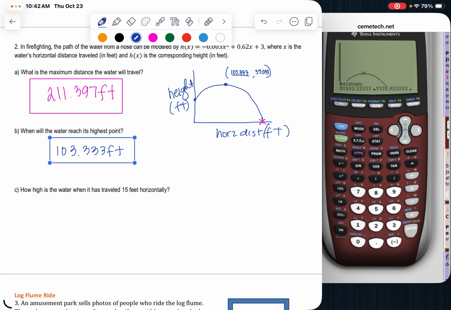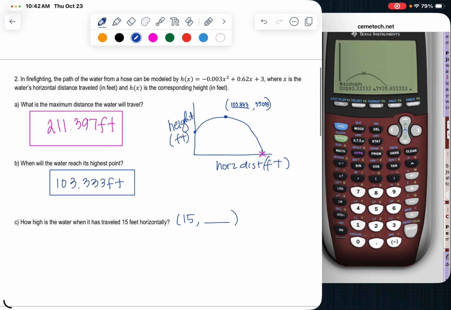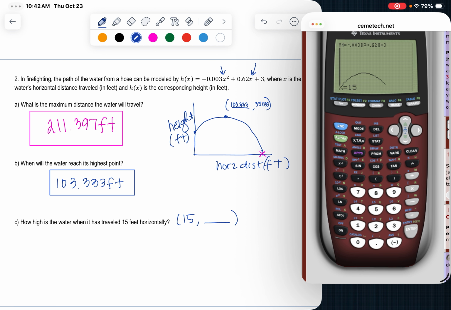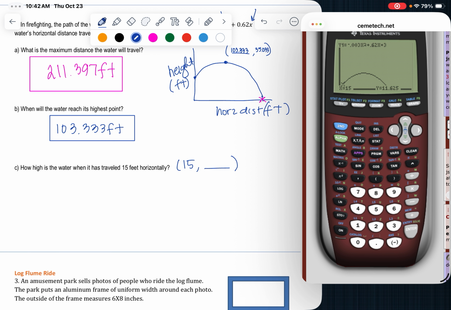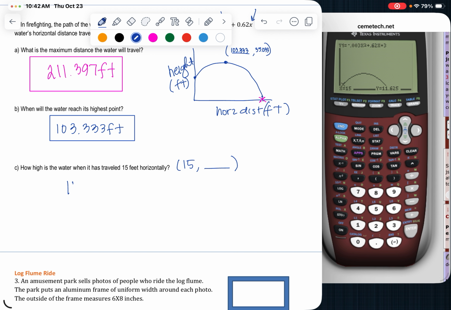And then the last question, how high is the water when it traveled 15 feet horizontally? So I want to know 15, comma, what is the y value. So I could plug 15 in for x here and here and get it, but there's a way to do it on your graphing calculator also. If you just type 15, right, it'll plug in 15 for x, and if you push enter, it'll tell you the y value. So that is 11.625 feet.